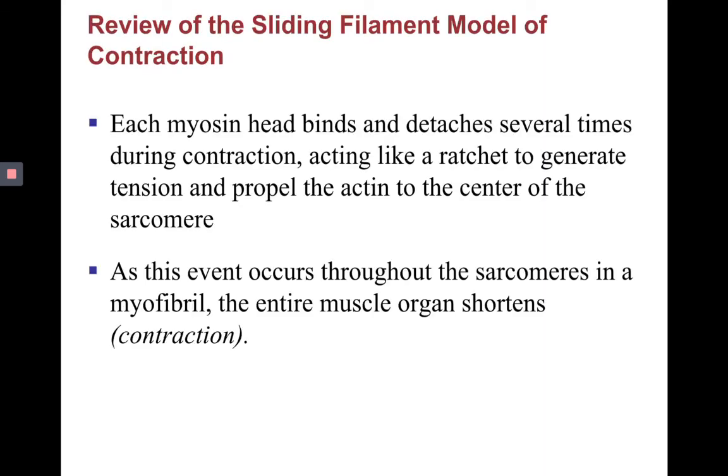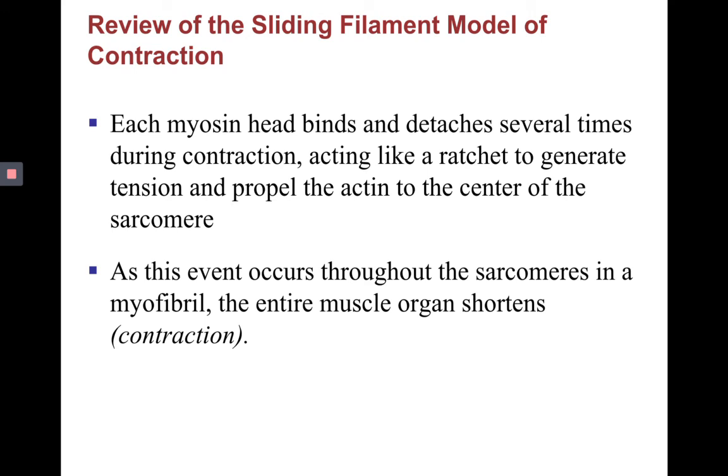Each myosin head is going to bind and detach from the actin active site multiple times, so it really pivots and acts like a ratchet to generate tension and propel the actin myofilament closer to the center of a sarcomere. So we have the myosin heads pivoting and creating tension and moving the actin closer to the center of a sarcomere, and this shortens the sarcomere. So again, we're getting more overlap, not shortening of the myofilaments.